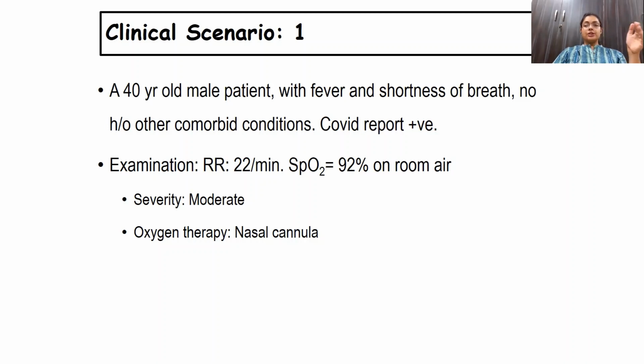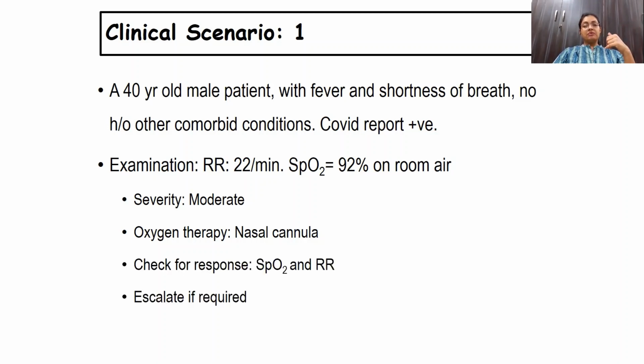What if the saturation does not improve? So it stays at 92 or maybe up to 93, while our target was 92 to 96%. So if you're not happy with that, then you can switch over to a simple face mask also. So you keep checking the response and adjusting or stepping up your oxygen therapy.